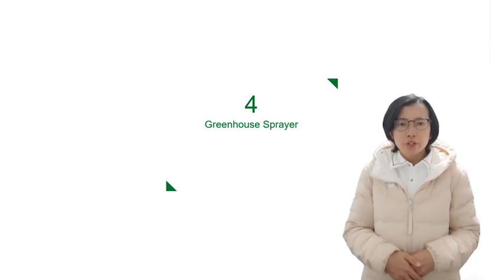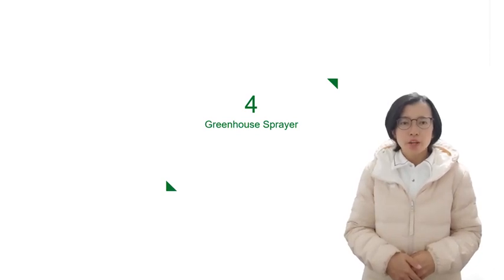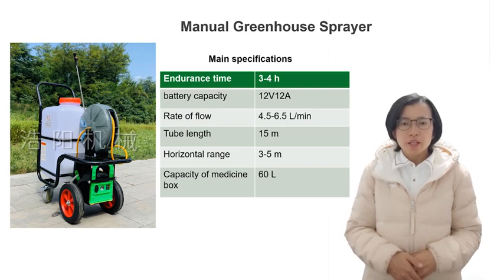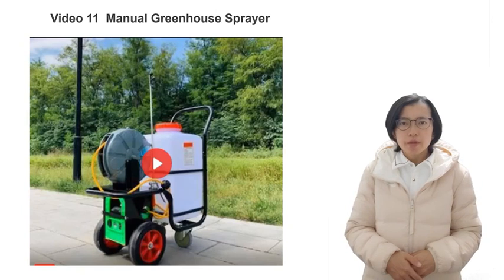And next, I will show you something about greenhouse sprayer. This is a manual greenhouse sprayer. The capacity of medicine box is only 60 liters, so it is labor consuming and time consuming. Let's see how the manual greenhouse sprayer works. Let's watch this video.